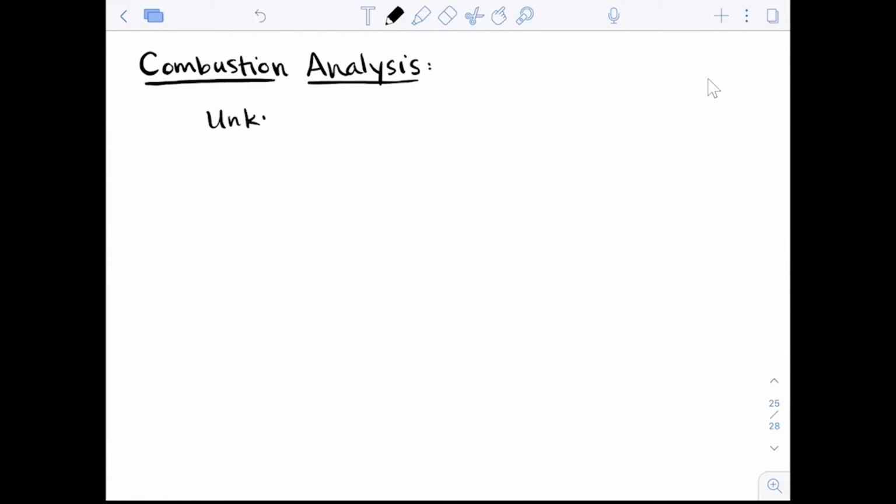Now, another way of determining empirical formulas is through what we call combustion analysis. And for combustion analysis, it's very similar to what we've been dealing with, looking at the moles and trying to figure out the smallest whole number ratio for everything. But why a combustion analysis looks slightly different is because you have an unknown that you are reacting with oxygen gas to form carbon dioxide and water.